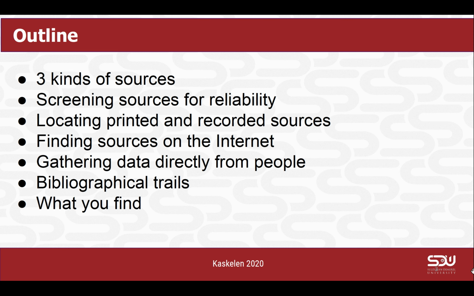So we will talk about several things today. We will begin with quickly defining 3 kinds of sources that you can use in your research. We will talk about how to screen sources for reliability. Then we will discuss how you could locate printed and recorded sources, and move on to discussing how you can find sources on the internet. We will talk about gathering data directly from people, how to find bibliographical trails, and what to do with what you find. So let's begin.